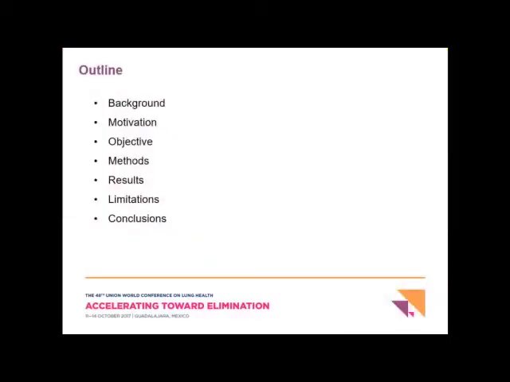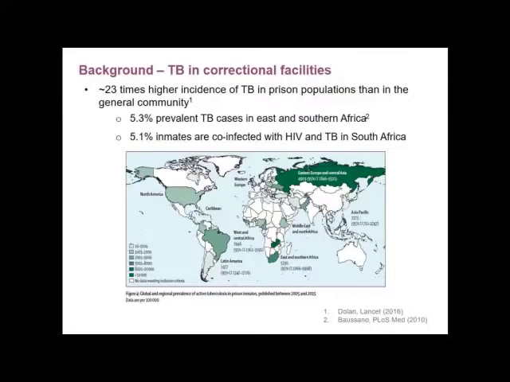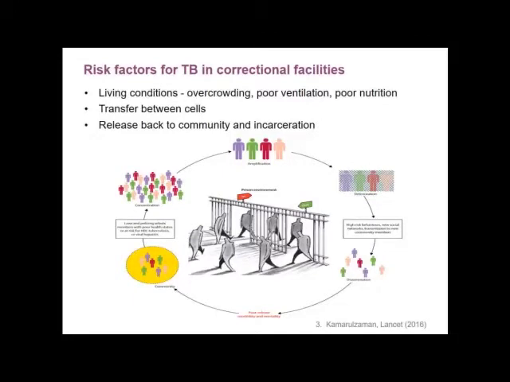Here is the outline of the talk. Yesterday we saw a couple of studies in correctional facilities worldwide, and I'm going to start with a little background about TB in correctional facilities. Based on the available data, it's been estimated that prison populations have 23 times higher TB incidence than the general community. This map shows worldwide prevalent TB cases in prisons. In East and Southern Africa, 5% of inmates have TB, and furthermore in South Africa, 5% have co-infection with both HIV and TB. Last year, the Lancet dedicated a special series to TB and HIV infection in prisoners.